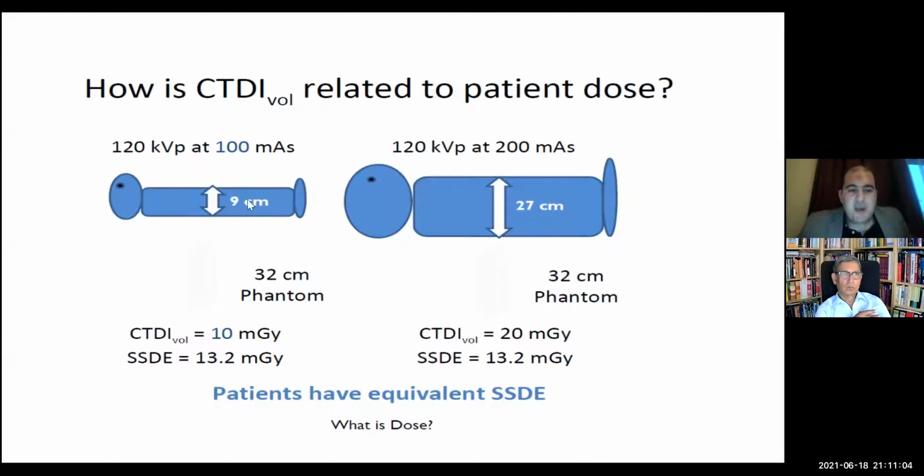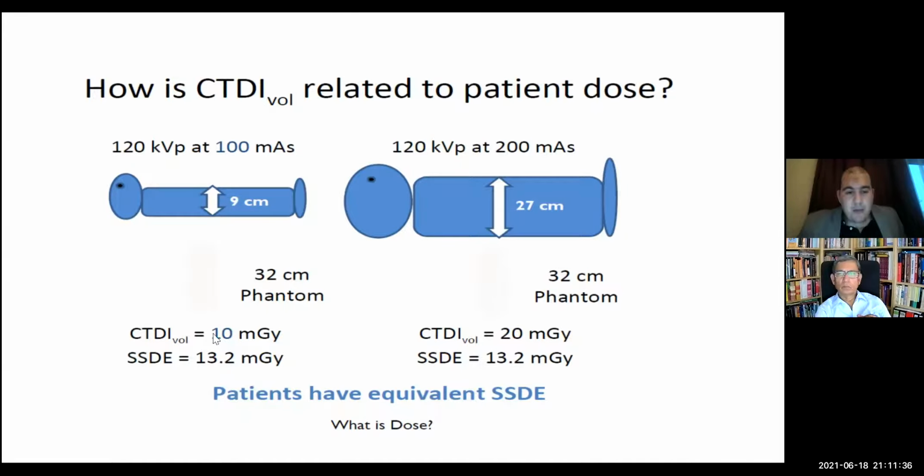Now, this patient, same patient. We scan this patient using 120 kV and 100 milliampere second. But this patient is an obese patient, so we will use 120 kV at 200 milliampere second. So we are increasing the milliampere because the patient is obese. So the CTDI volume will be different, because you are using different milliampere, and increasing milliampere will cause an increase in CTDI volume, as I told you before.